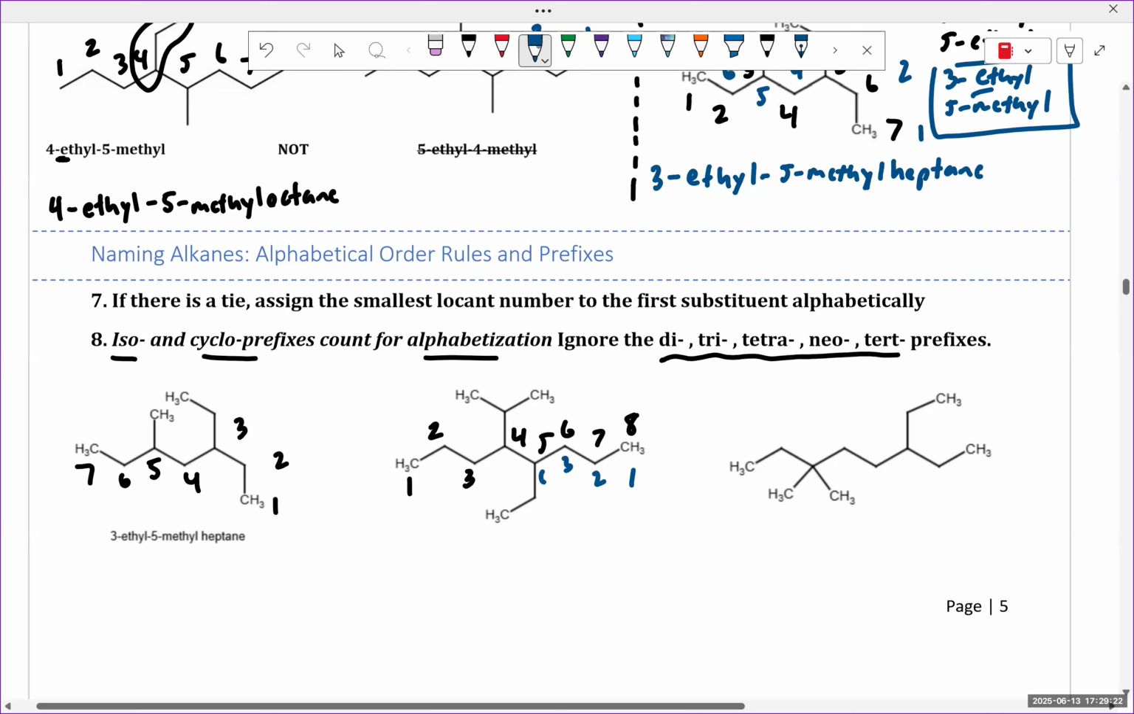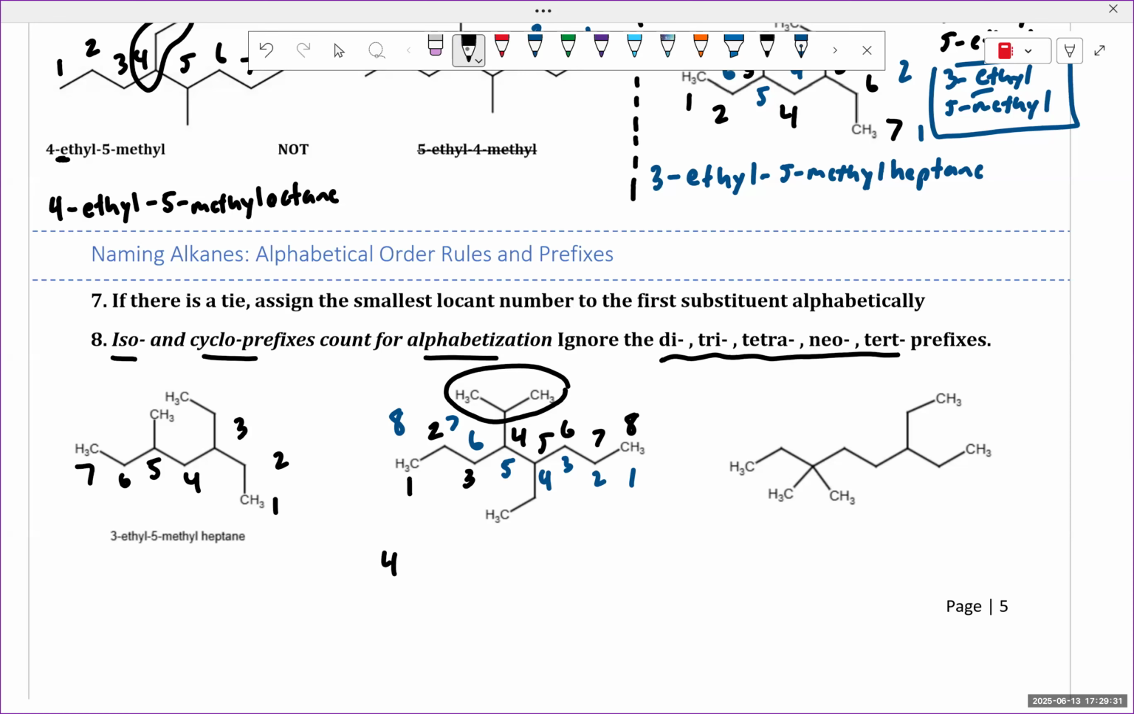1, 2, 3, 4, 5, 6, 7, 8. We have 2 possible numbering methods. In this case, we have a group at the 4 position. This is an isopropyl group. Iso is included in alphabetization, and then we have 5-ethyl.